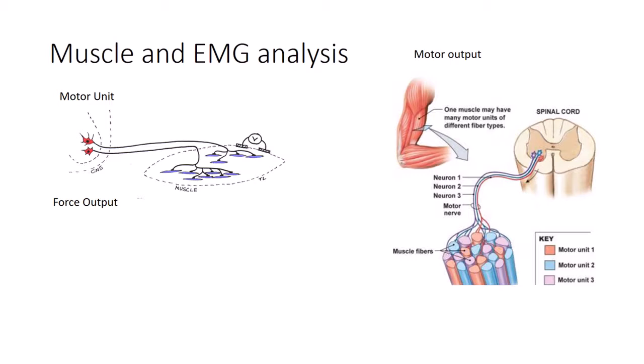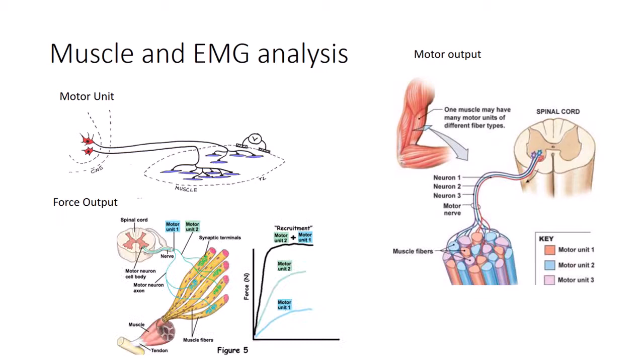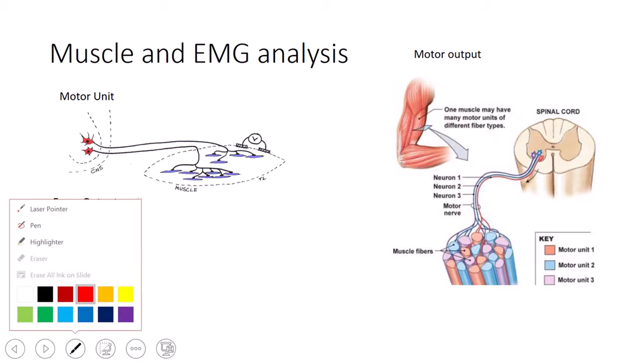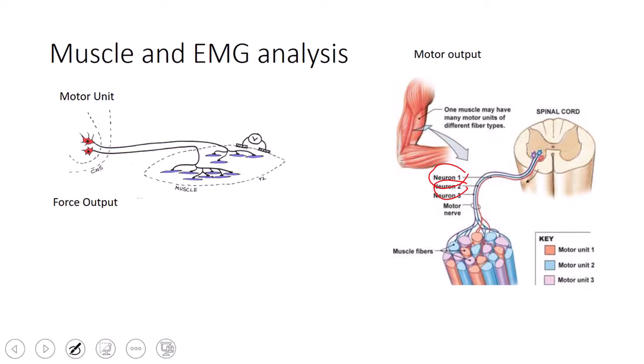So the motor output, like we said, has to do with how many motor units are being recruited. So the motor unit, let's say in this case we have motor neuron 1. Let's go back a step here. Get out our pen. So we have motor unit 1, motor unit 2, and motor unit 3, right? Each of those controls or excites their own set of muscle fibers, and only when that motor unit is excited will those muscle fibers contract. So you could think of it more as an efficiency system.